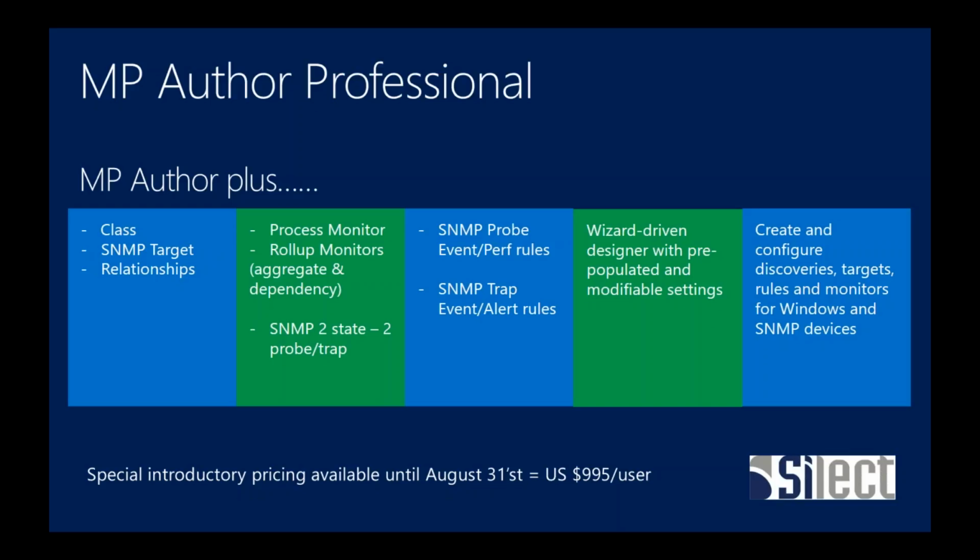Okay, now some of the other advanced authoring capabilities, the ability to create a new class, new relationships, process monitor, and you can see here in that green section, we also support both the aggregate and dependency rollup monitors. So those are some advanced authoring capabilities available in MP Author Professional. And we're working on some new and exciting improvements for the SNMP stuff, and then early next year we'll have some even more exciting stuff added to MP Author Professional.